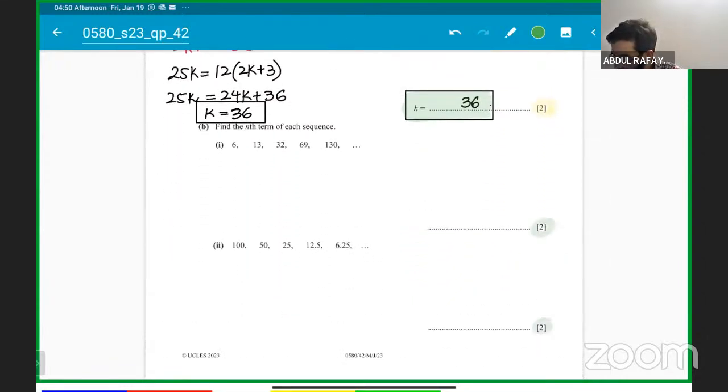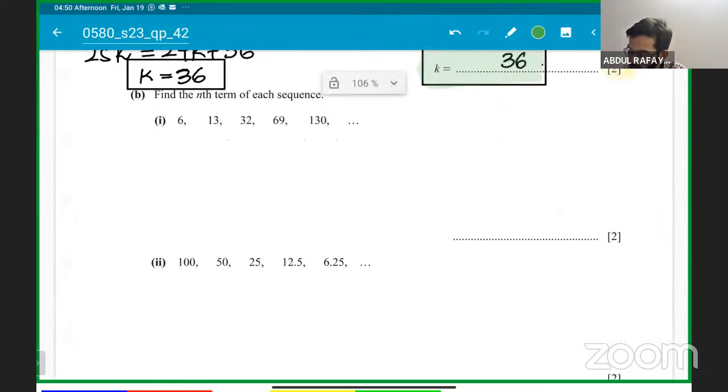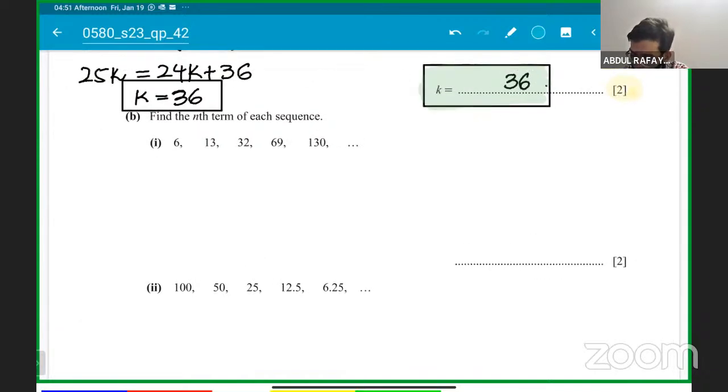Then 2 marks each. They have given us a question to find the nth term. Everyone there? You have to find the nth term. And what is the procedure I've told? Just do the elimination method. You have to find the sequence.